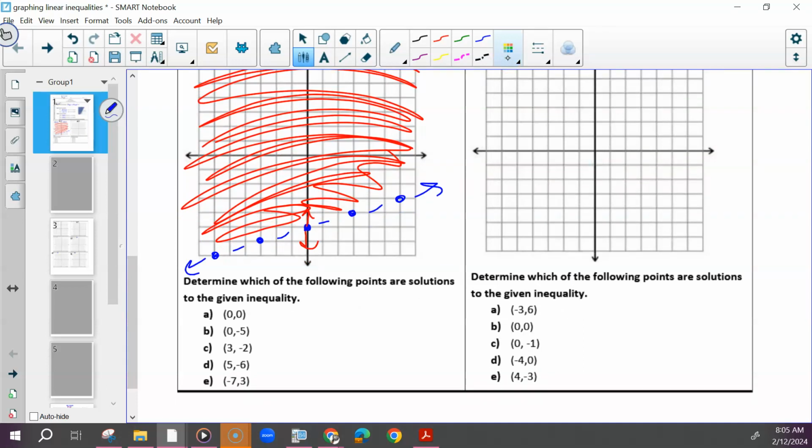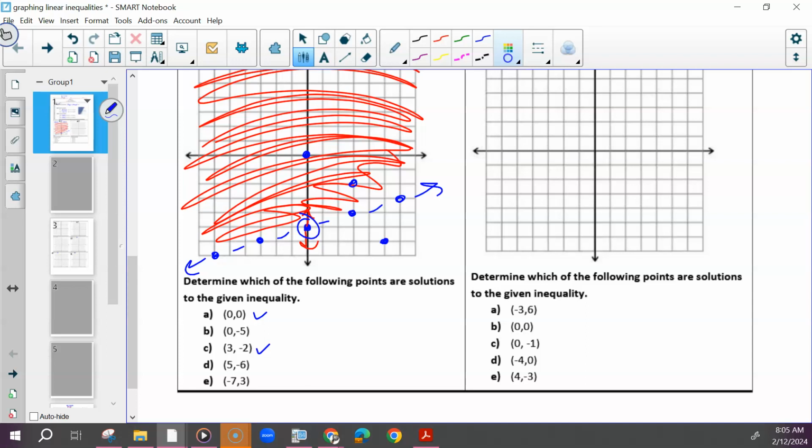Then the other part is determining which of these points are solutions. So if it falls in the shaded area, it's a solution. If it doesn't, it's not. So 0, 0, would that be a solution? Yes. 0, -5 falls on the line. We'll come back to that one. 3, -2. Yes. 5, -6.